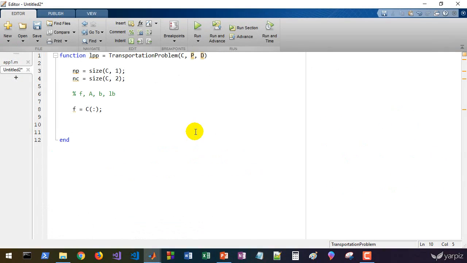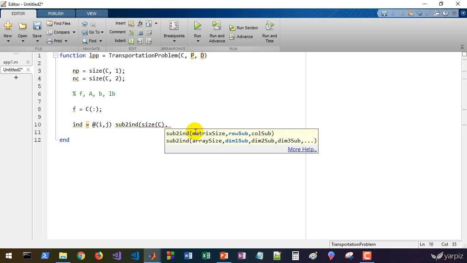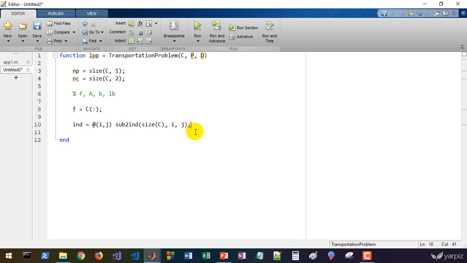Okay, let's define an inline function which performs these calculations a little simpler. For example, let's define ind as a function of i and j, which returns sub2ind for the size of this matrix C, and row sub is i and the column sub is j. This calls the function every time with a simpler form. You just need to, for example, write ind 2 3, and this does the job completely in a simple form.